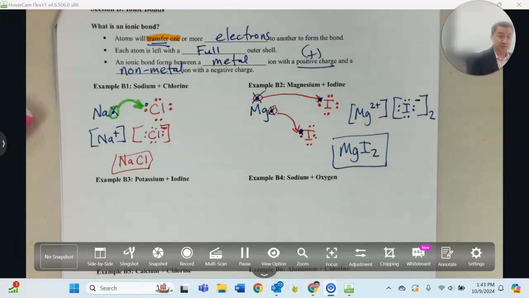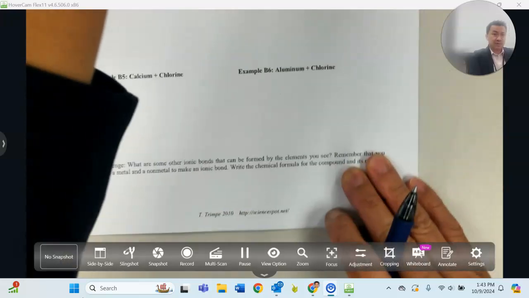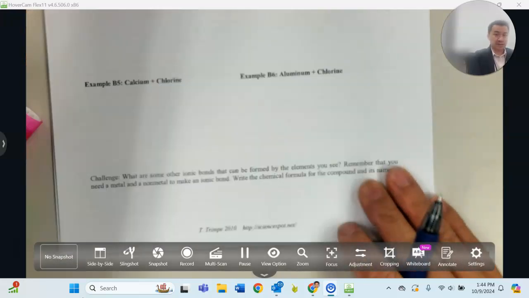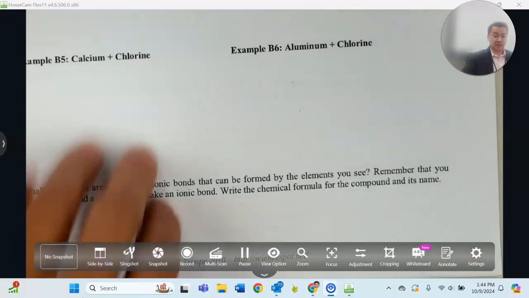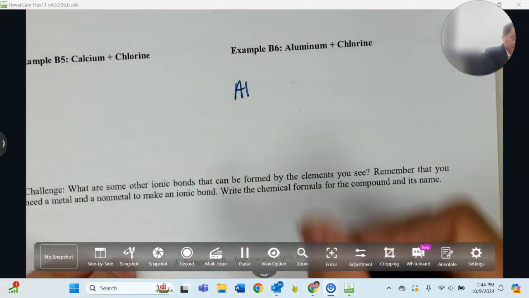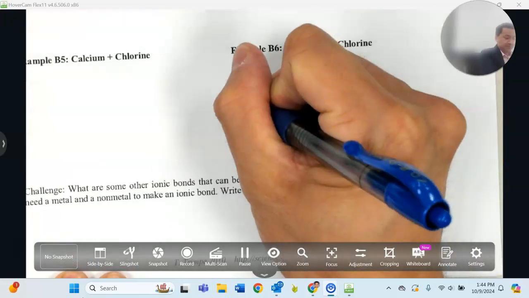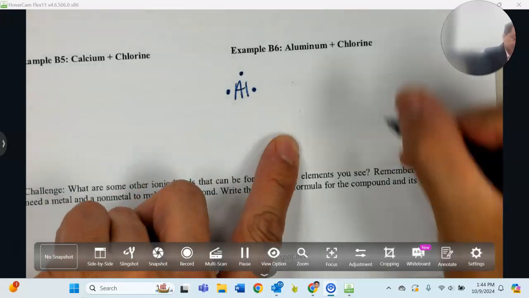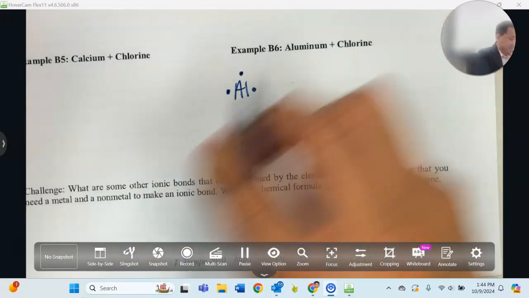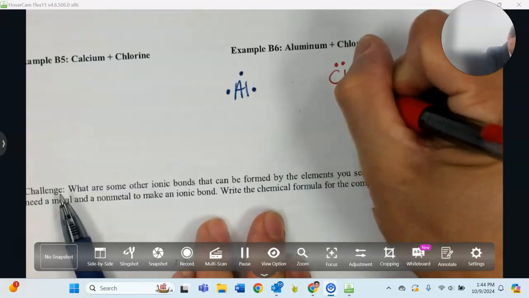And so those are 2 examples. Hopefully it's not too difficult to understand. But let's do one more. I'll do one more with you here. Aluminum and chlorine. All right. Aluminum is group 13, so it's got 3 dots. 1, 2, 3. And then chlorine, we did up there earlier, chlorine has 7 dots. So you go chlorine, 1, 2, 3, 4, 5, 6.